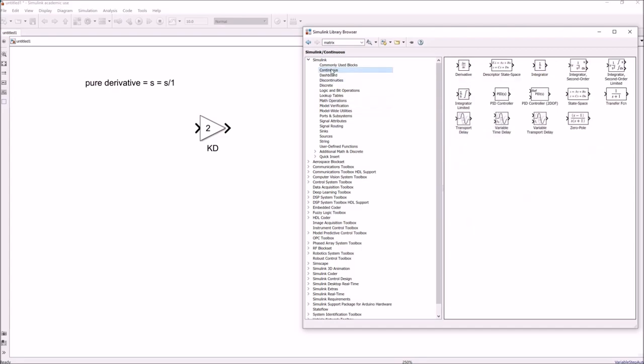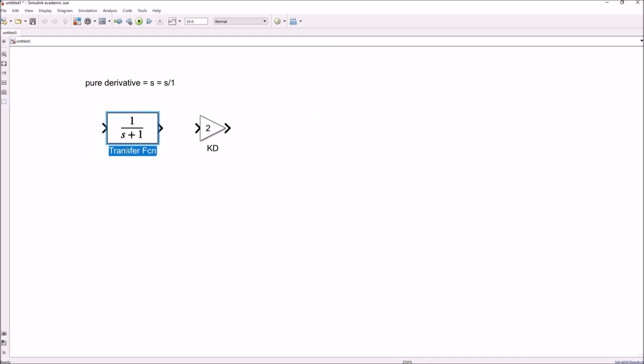So I'll go over here to Continuous. I'll grab myself a transfer function, and I want this transfer function to be a pure derivative.